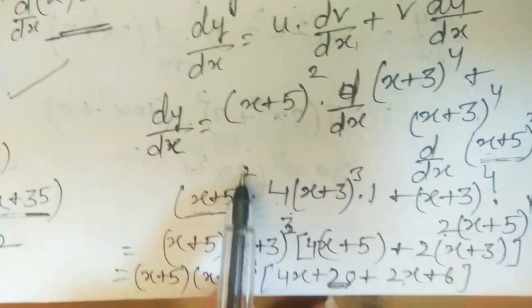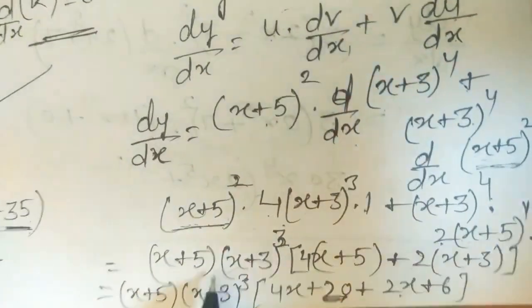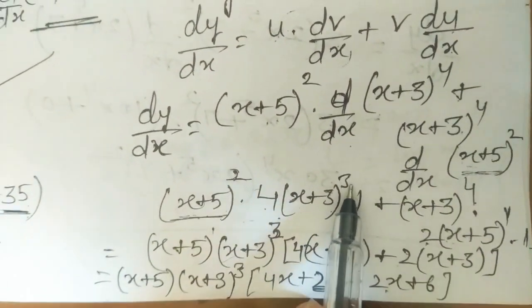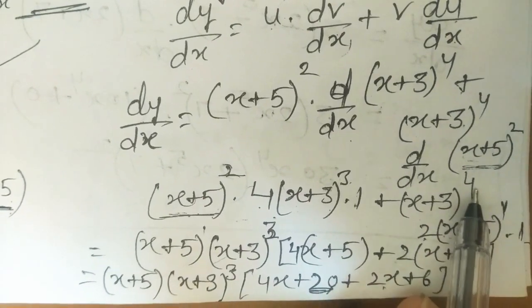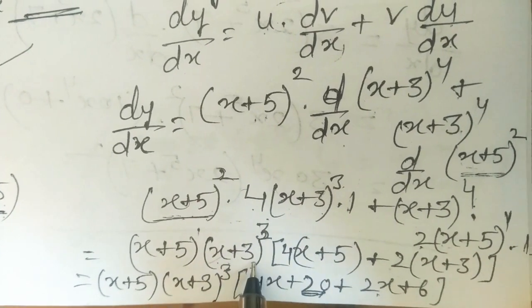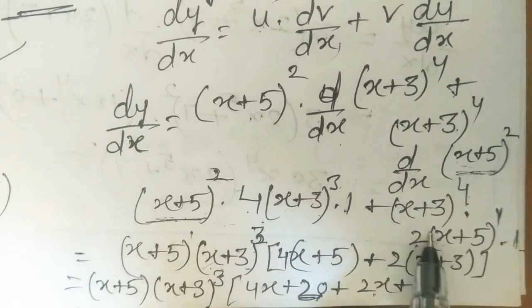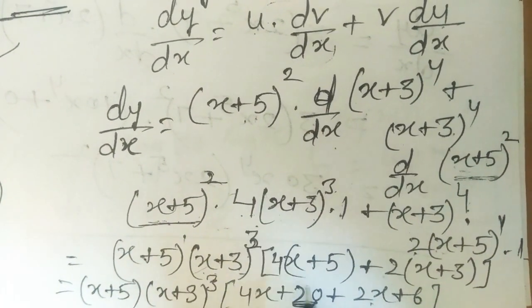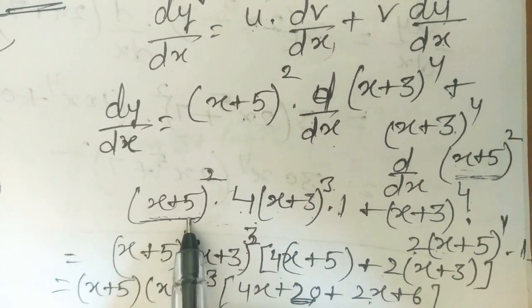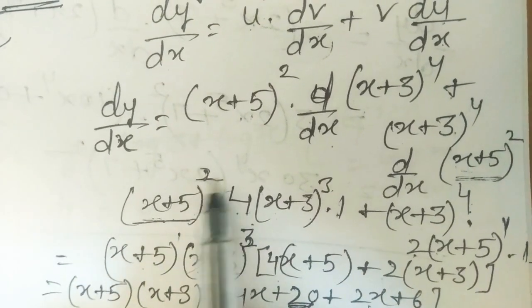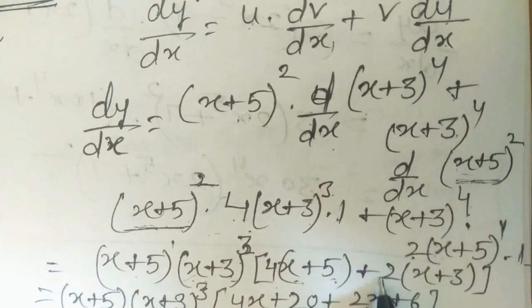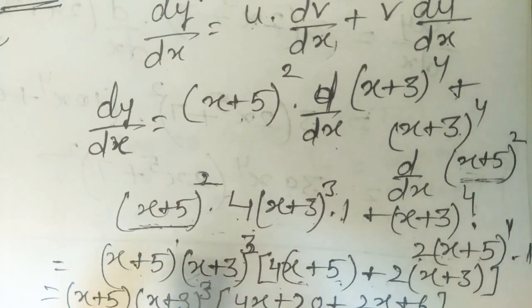So (x plus 5) power 2 here, here power 1, we will take power 1 common. Here (x plus 3) power 3 and here (x plus 3) power 4. Then you will take (x plus 3) power 3, or you can take 2 also common. So what is left here? 4 into (x plus 5) we have taken, it is whole square, so one (x plus 5) will be left here, plus 2, and (x plus 5) has gone outside.